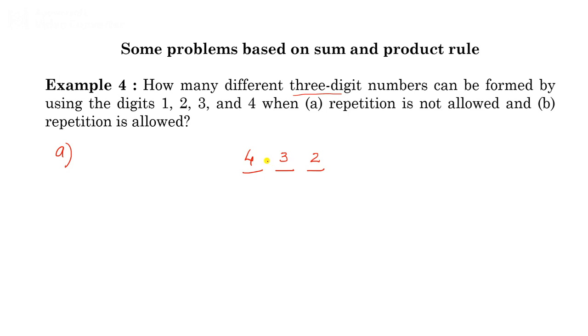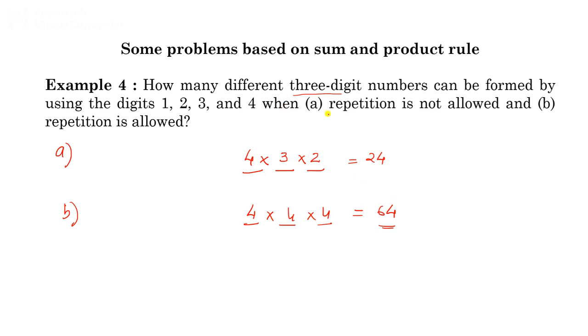Now what to do, whether to apply the product rule or sum rule? Look at this. For each of these 4 ways you have 3 choices for the second place. Similarly, for all these choices again you have 2 choices for each. So you will apply the product rule. So this is 24. So the total number of ways equals 24. If repetition is allowed, it means for the first place you have 4 choices, and since repetition is allowed, again you have 4 choices, again you have 4 choices. So 64. So the total number of ways equals 64.